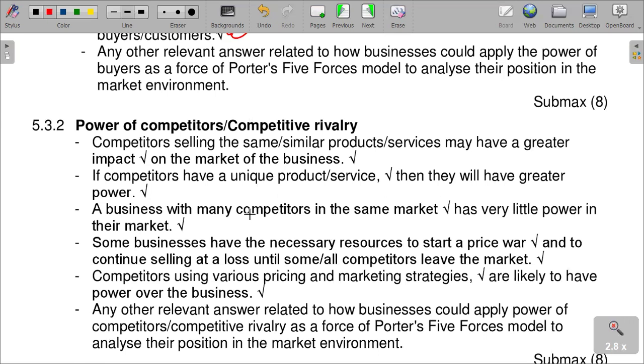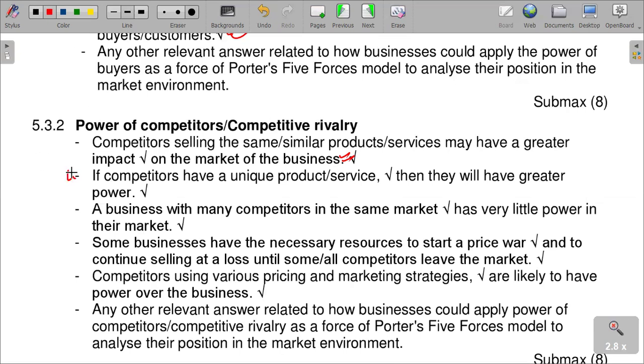So, power of competitors. When competitors are selling the same or similar products or services, they may have a greater impact on the market of a business. The presence of competitors selling the same or similar products or services in a business environment where a similar business is operating actually has a greater negative impact on the marketing of that business's products. If competitors have a unique product or a service, then they will have greater power.